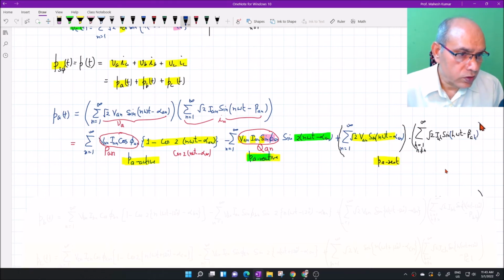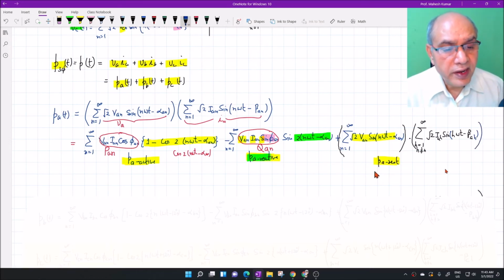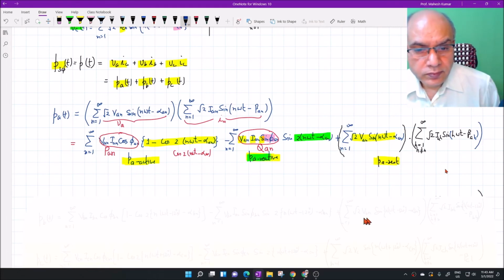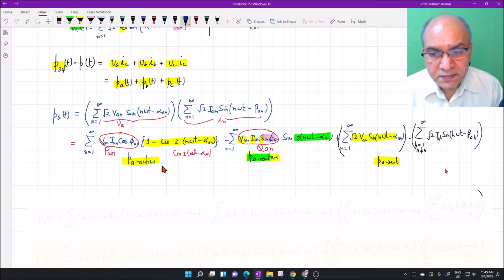Close this and close this. This is called PA rest. So we have P active, P reactive and PA rest. Now the same thing is true for B phase and for C phase.